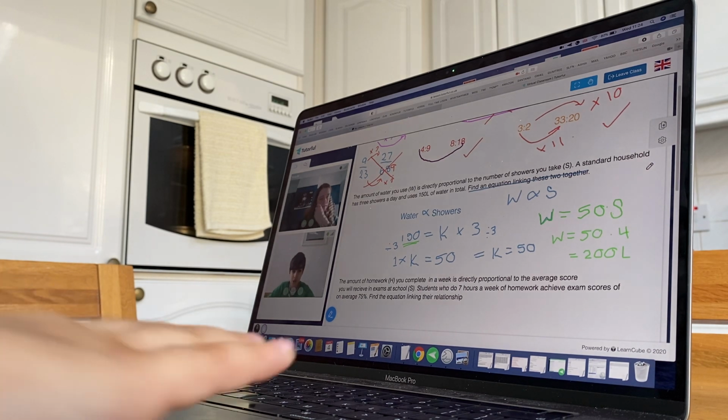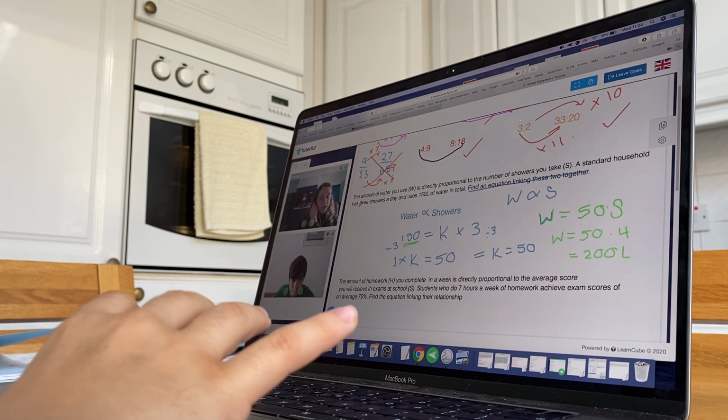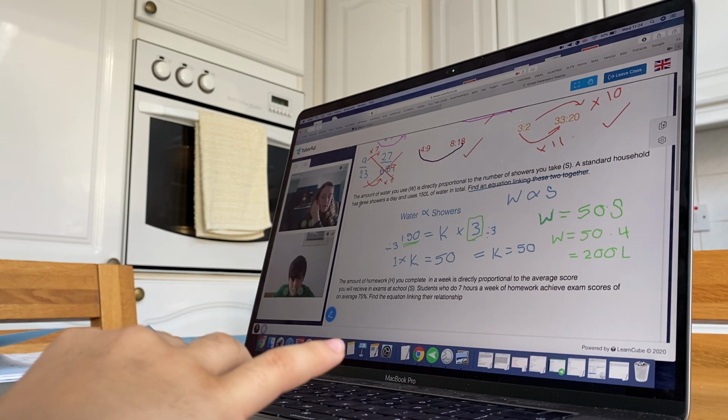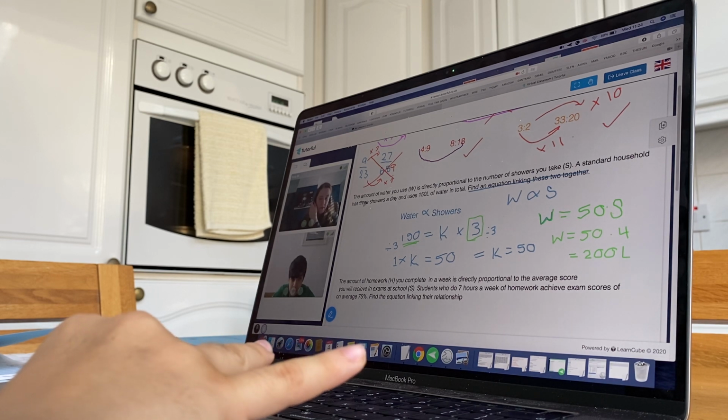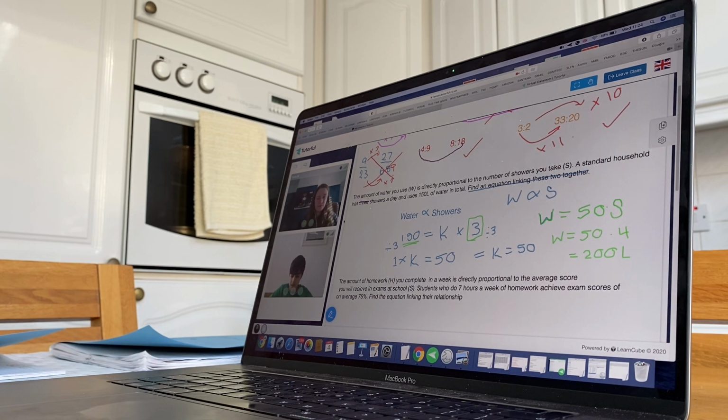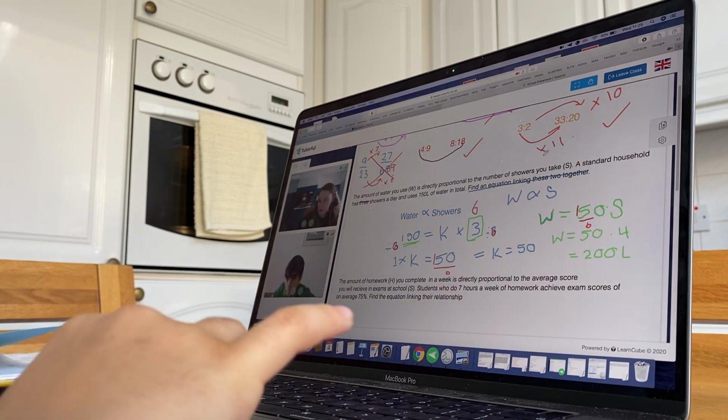I could have picked any number to get any number of K. If that had been 6 showers for 150 litres of water, then we would have divided by 6, and we would have got 150 over 6 is K. Okay. So then we'll try the next question. It's exactly the same, just a different context.